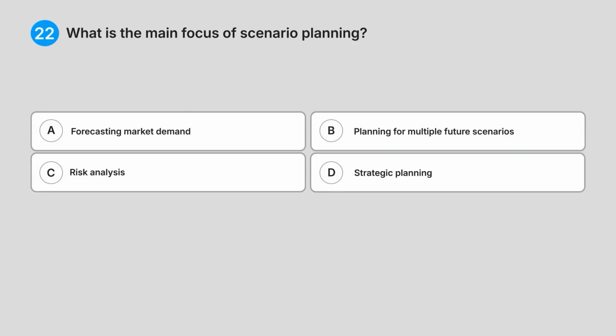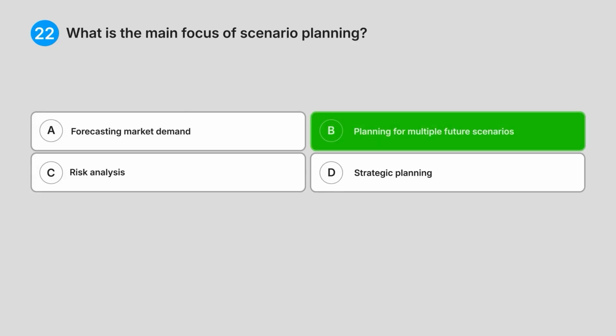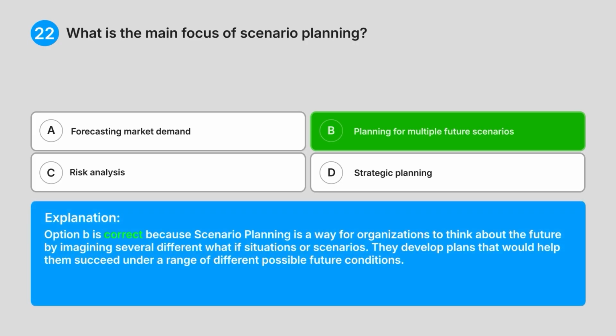Correct answer, B. Planning for multiple future scenarios. Explanation. Option B is correct because scenario planning is a way for organisations to think about the future by imagining several different what-if situations or scenarios. They develop plans that would help them succeed under a range of different possible future conditions.